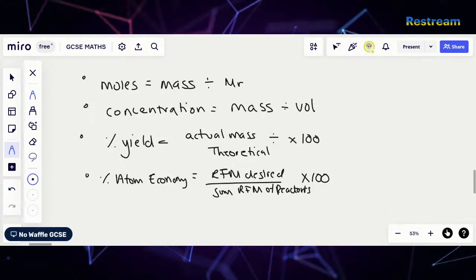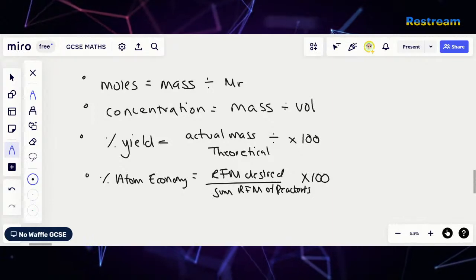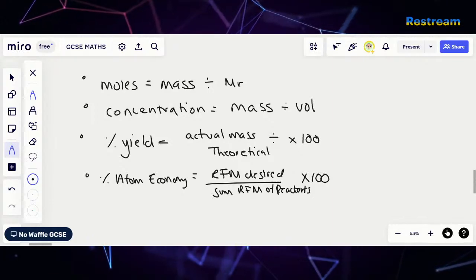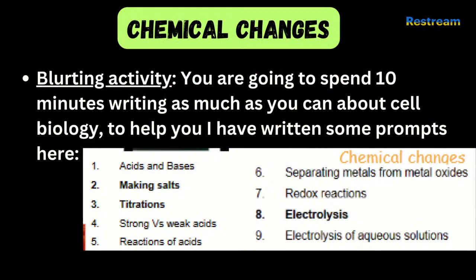But for now, let's move on to the next topic, which is, drumroll, chemical changes. Things like acids, bases, making salts, again titrations, and then electrolysis. So this is the one that people often start to stumble on in paper 1. So let's go. I'm going to give you 10 minutes up until 6:35 to write as much as you can remember about this topic.